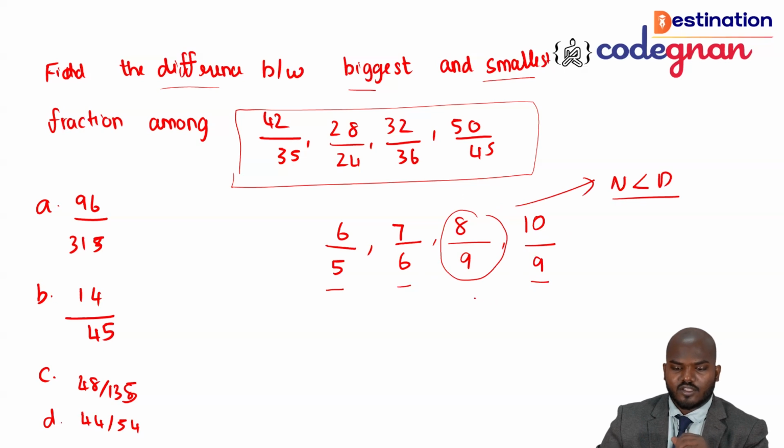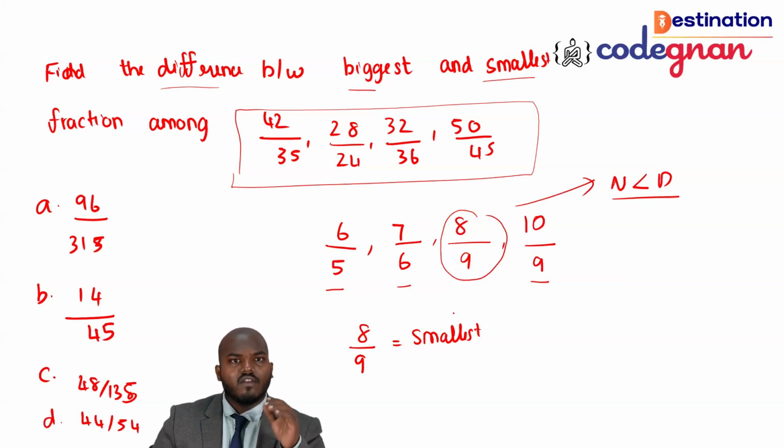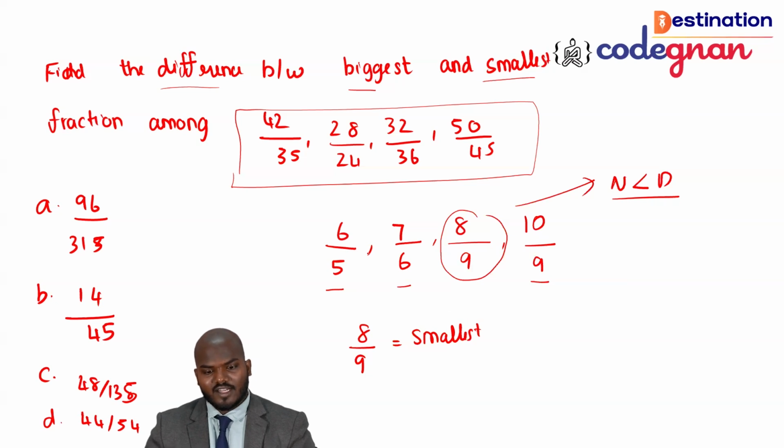Got it, guys? So you can say that 10 by 9 is the smallest fraction, because the proper fraction will give you a value of 0 point something. But in the improper fraction, all the values will give you more than 1 point something. Okay, so going to this one, guys, 6 by 5. Let's discuss which is the biggest fraction among these.